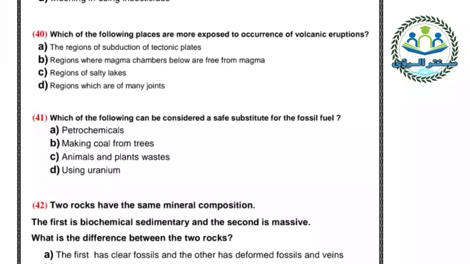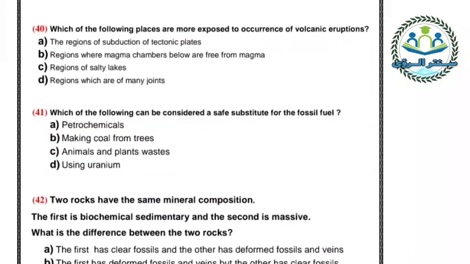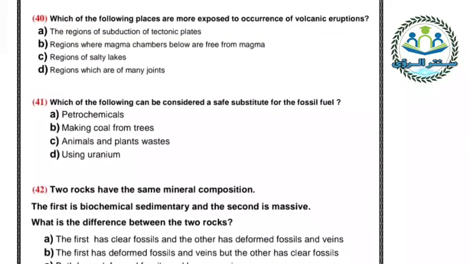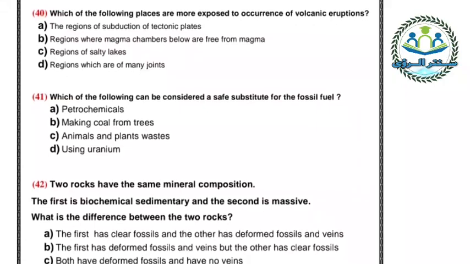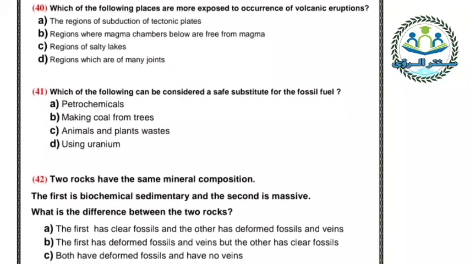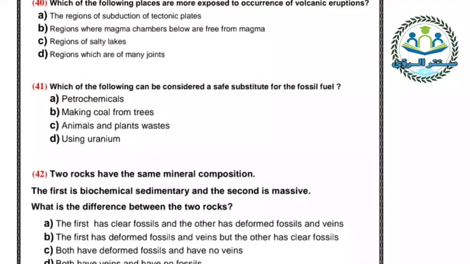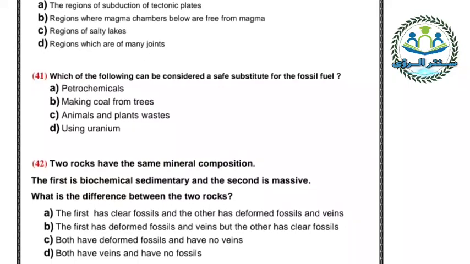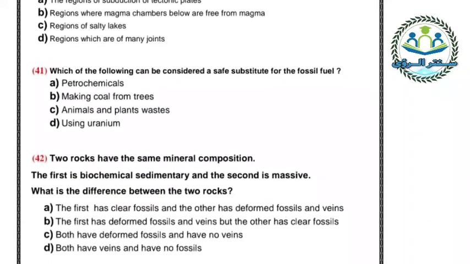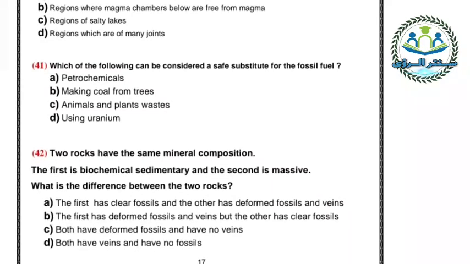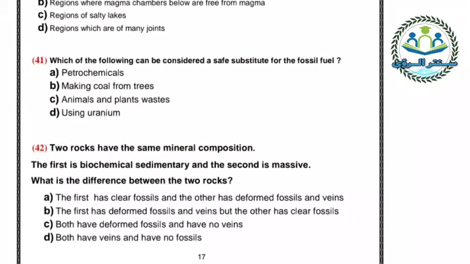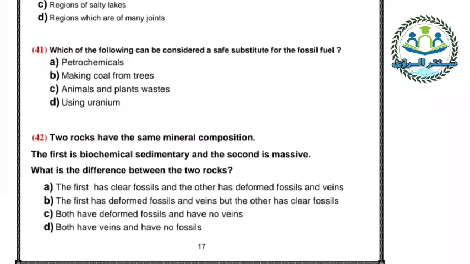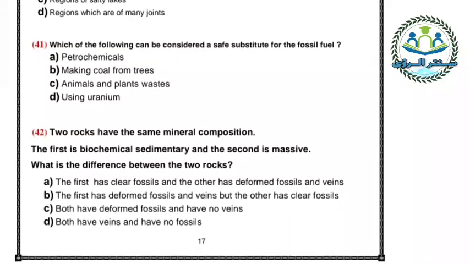42. Two rocks have the same mineral composition. The first is biochemical sedimentary and the second is massive. What is the difference between the two rocks? A. The first has clear fossils and the other has deformed fossils and veins. B. The first has deformed fossils and veins but the other has clear fossils. C. Both have deformed fossils and have no veins. D. Both have veins and have no fossils.